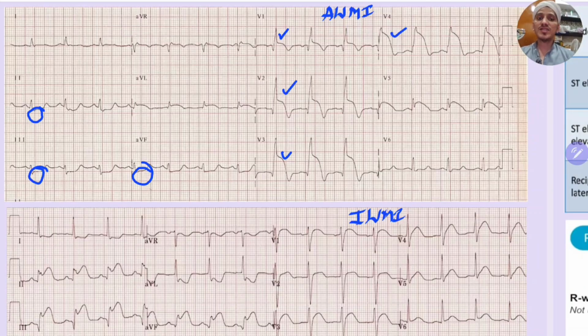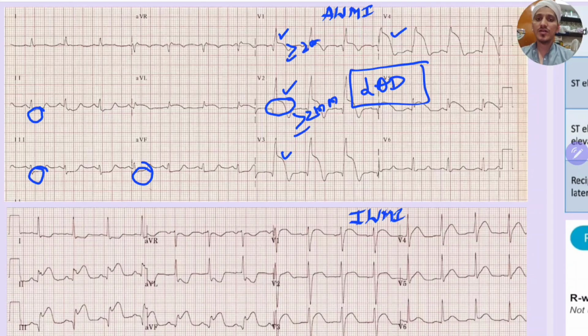So what is the artery which is involved? It is the left anterior descending artery, and it is STEMI. And what is the criteria? At least 1 mm in limb leads and at least 2 mm in precordial leads. Grossly you can see it is equal to or more than 2 mm in precordial leads.